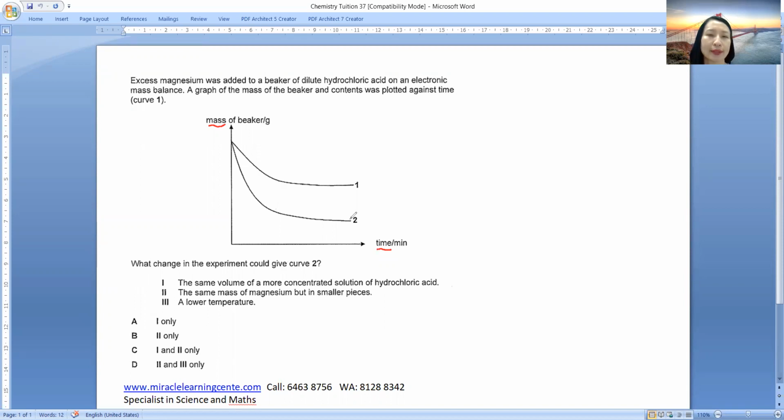Okay, so 1 and 2. So curve 1 and curve 2, there is a change in mass and there is also a change in speed. Okay, so you notice this is excess magnesium. So magnesium is added in excess and the limiting reagent is hydrochloric acid.